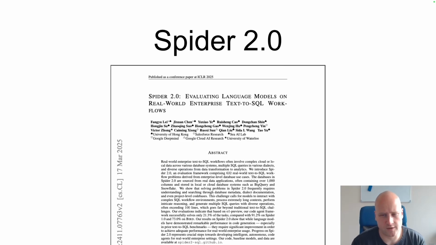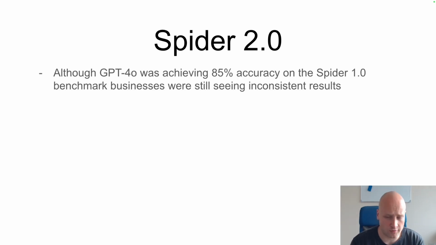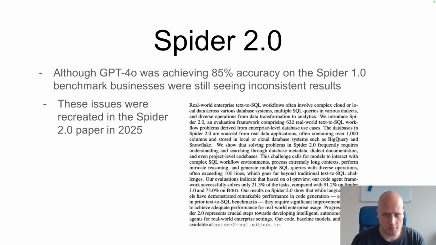As a result, in early 2025, a more challenging benchmark, Spider 2.0, was introduced. Although GPT-4o and other models were achieving over 85% accuracy on the original Spider benchmark, businesses were still getting unreliable and inconsistent results from text-to-SQL. The Spider 2.0 paper and benchmark managed to recreate these issues by creating evaluations that were made up of samples from enterprise databases across platforms that enterprises use, such as BigQuery and Snowflake.